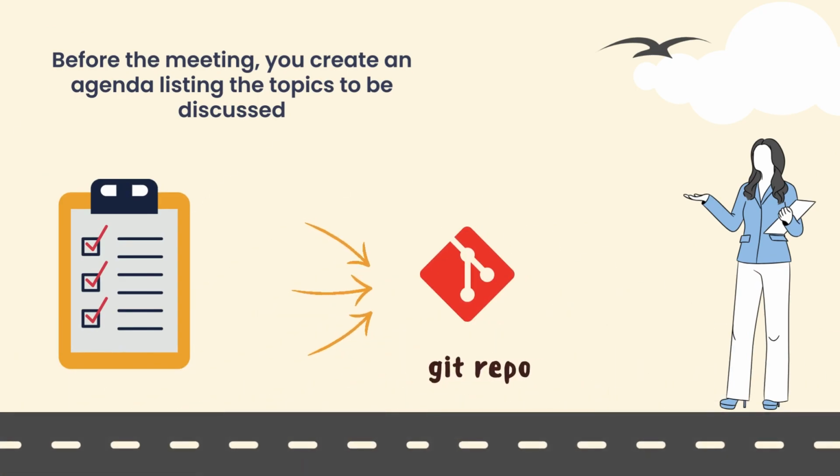Think of Git as the agenda and minutes of these meetings. Agenda, Git repository. Before the meetings, you create an agenda listing the topics to be discussed, code changes to be made. This is your Git repository. Meeting, code changes. During the meeting, each member discusses their progress, code changes for the week. It's like developers discussing the features they've added or modified.